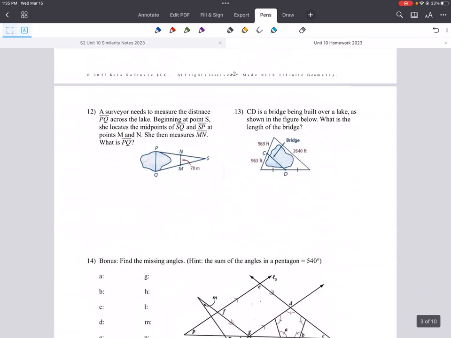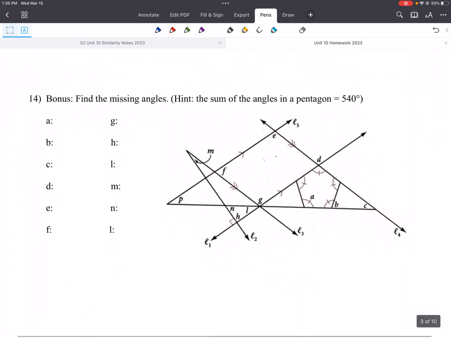Oh yeah, and the last thing we didn't talk about is 14. So this is just kind of a bonus. It's really just for fun. If you want to do it, great. If you think it's fun, do it. If you think it's not, then don't worry about it, okay? But this is kind of your key, is that these angles add to 540, okay? So you should be able to figure out what one of the angles would have to be, and then from there you can find everything else.